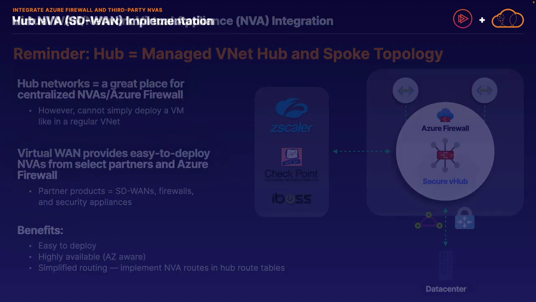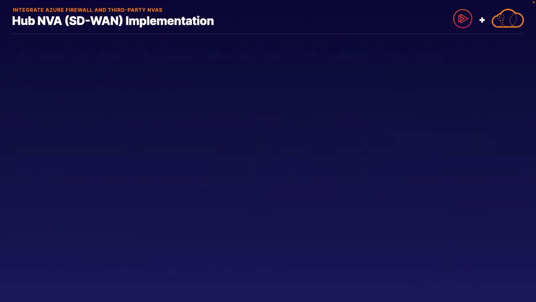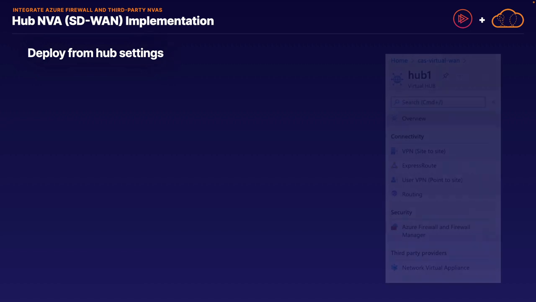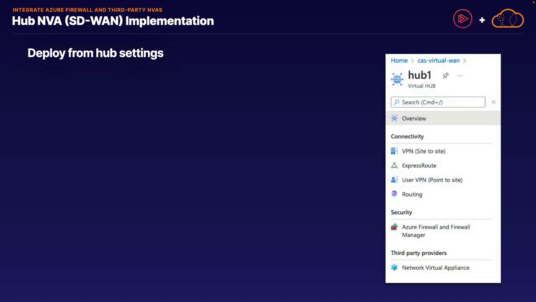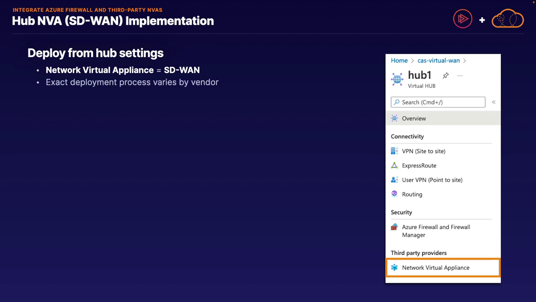Moving on, I want to talk about our two main categories of virtual appliances and the differences in interface and implementation, starting with our SD-WAN Hub NVA implementation. When deploying SD-WAN virtual appliances, these are going to be deployed from the settings of our individual virtual hub, specifically underneath the third-party providers link that you see on the right side there. We're going to go in through the network virtual appliance interface. Again, we are specifically talking about SD-WAN products such as those from VMware, Cisco, and a few other vendors as well. When it comes to implementation, though, the process is a little bit different for each individual company's product, so it is kind of hard to speak to the specific implementation process.